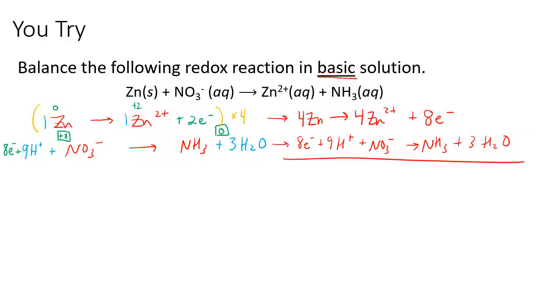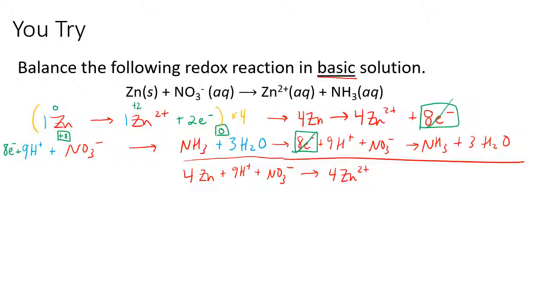Now we can add together our 2 half reactions. Our 8 electrons should cancel, and our overall reaction so far will be our balanced equation if we were trying to balance an acidic solution. So 4 zinc plus 9H plus NO3 minus going to 4 Zn2 plus NH3 plus 3H2O.